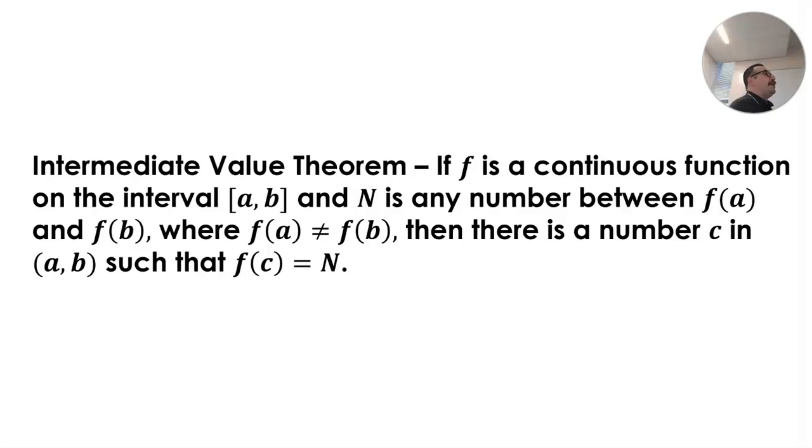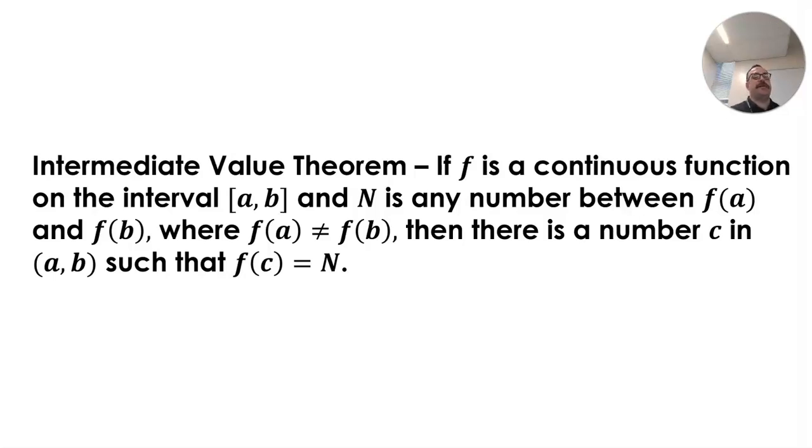Standing on the shoulder of giants. That's how mathematics works. You incorporate everyone else's past work, and then you just push it a little bit further. What the intermediate value theorem says is that if we have a continuous function on the interval [a, b], and n is somewhere in between f(a) and f(b), and they're not equal to each other, then there is some number c such that f(c) equals n.